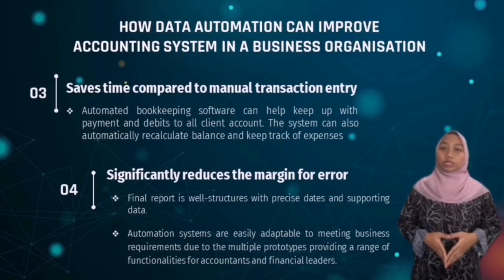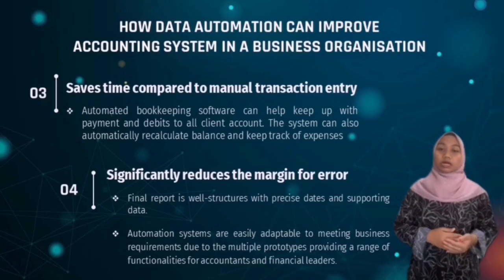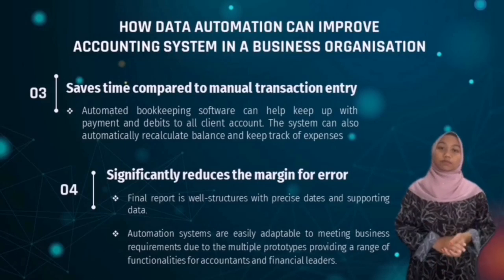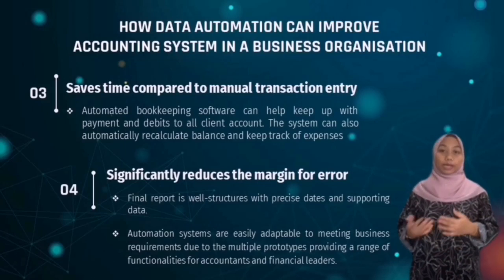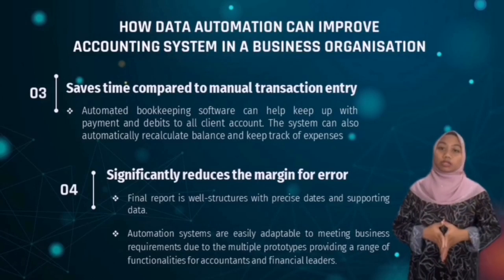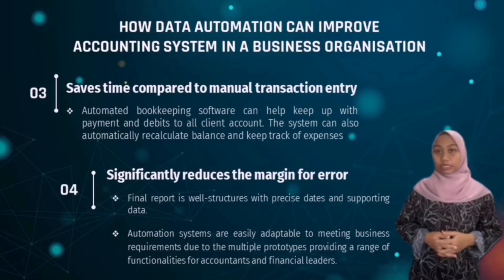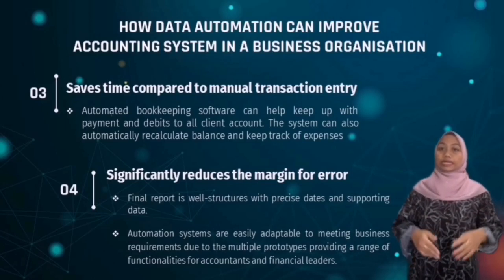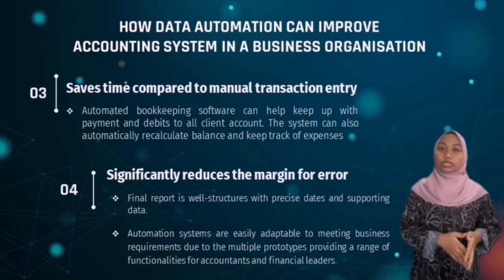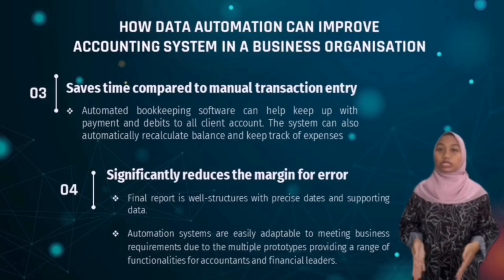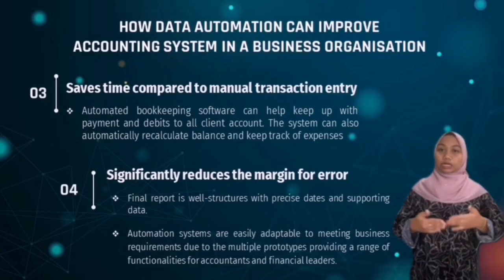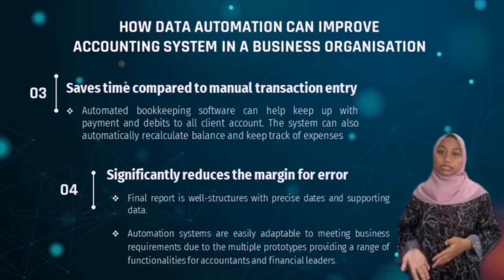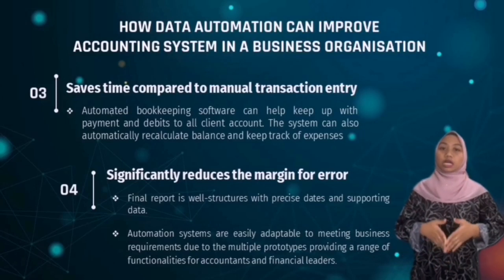Next, how data automation can improve accounting system is that it saves time compared to manual transaction entry. Automated bookkeeping software can help keep up with payment and debit to all client accounts, and the system can also automatically recalculate balance and keep track of expenses. Data automation has revealed that electronic credit and debit task operations are fast and efficient. In contrast, automation allows for the entry and analysis of different data sets in a single database for comparisons.